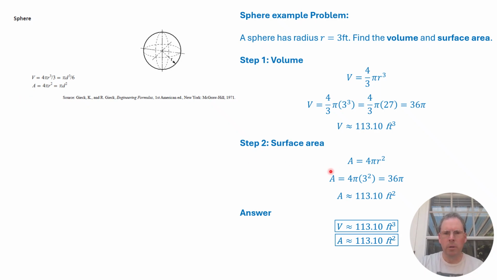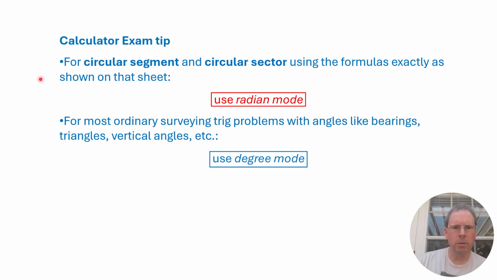The surface area is that next equation there. I went and put it here. And you go ahead and put the radius in again, and this one comes up at 113.1 square feet. So you have volume in cubic feet, area in square feet. And I put that again, make sure for circular and circular segment, use the formulas exactly as shown on the sheet. You got to make sure you're in the radians mode. But for most ordinary surveying trigonometry problems like angles, bearings, triangles, working angles, you're going to make sure your calculator's in degrees mode. You got to watch out for that.